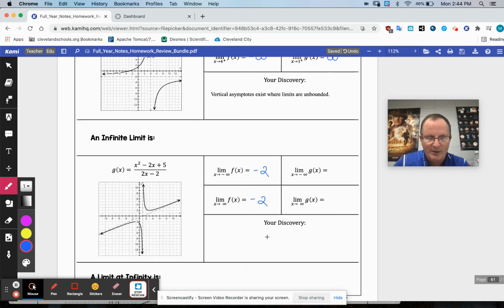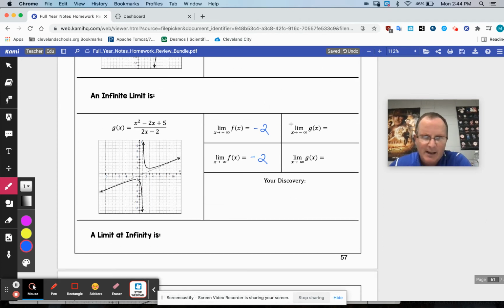But we have another case that can occur down here with g of x. As you're approaching negative infinity on g of x, it looks like we're approaching a line. It is heading downward forever, but there's a line here that it appears to be approaching too. Maybe we can talk a little bit more about that. They call that a slant asymptote. And then to the right, it looks like we're just heading up forever and ever.